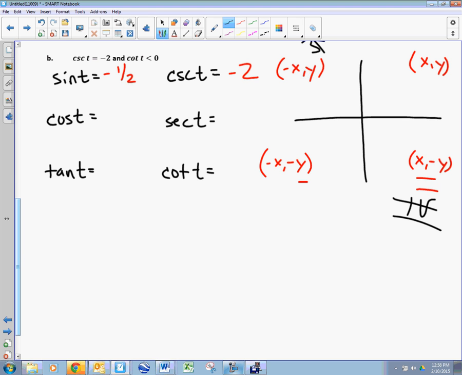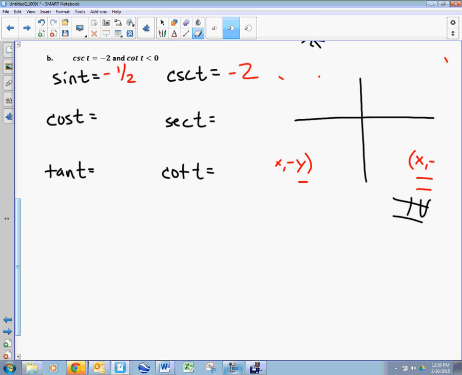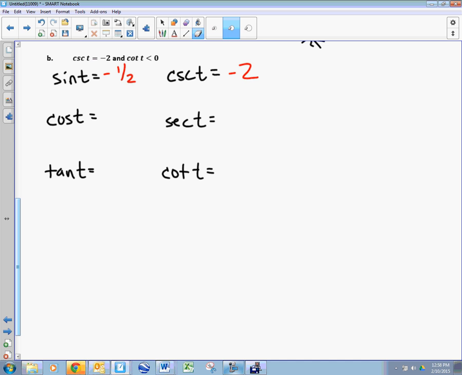Since you know sine, you could go back and use that sine squared plus cosine squared, but I'm not going to do that. I'm going to use a different formula just to show you that you can use different formulas. It says 1 plus cotangent squared of theta is equal to cosecant squared of theta. And I like that one because then I avoid working with the fraction.